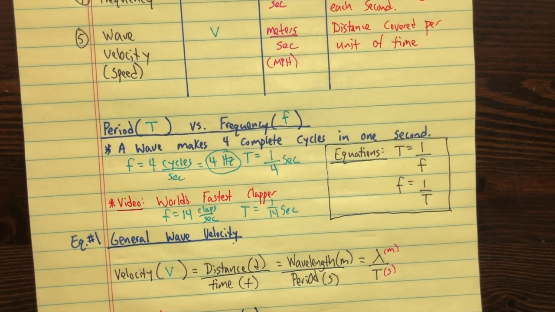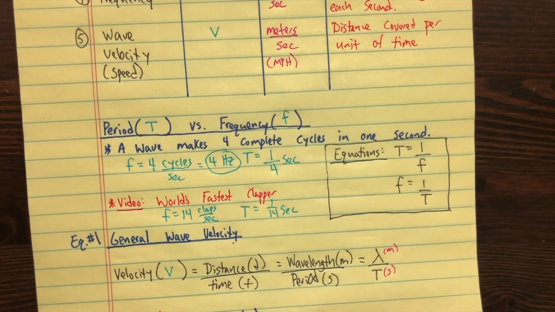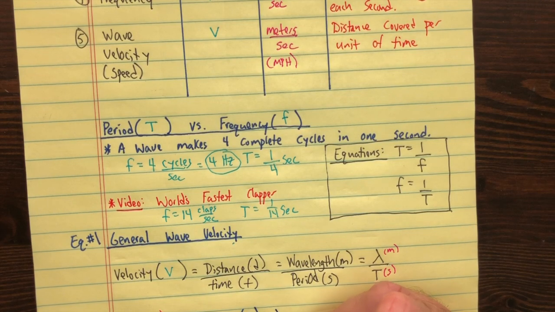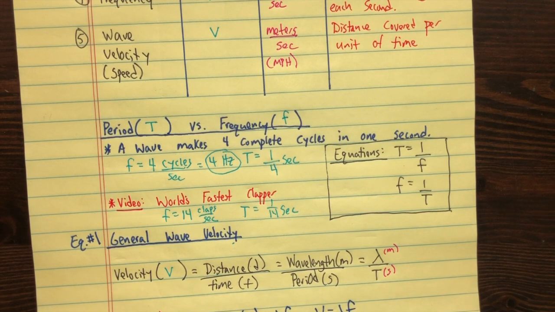Why would I write this like this? You might say, well, Mr. Laurent, lambda times 1 over t. Well, that's the same as dividing by t. But if you look up here, you can see, well, what's 1 over t equal to? Well, that's equal to f. So I can say, hey, it's lambda times f, lambda f. So we get another physics equation today saying, hey, if you want the velocity of a wave, you just take its wavelength times its frequency. So these two equations are really handy for all waves.